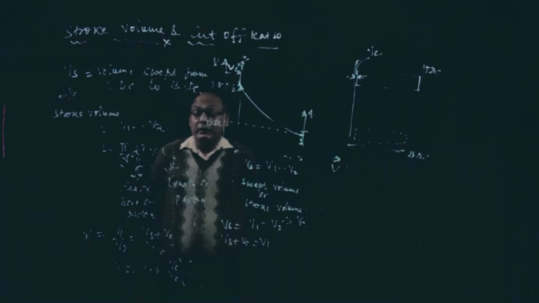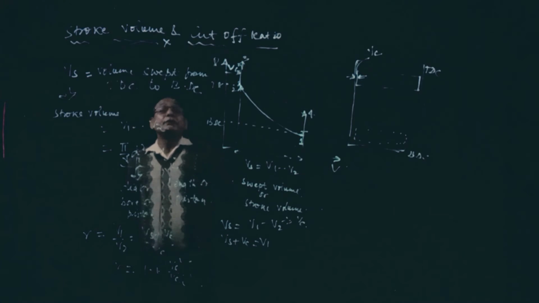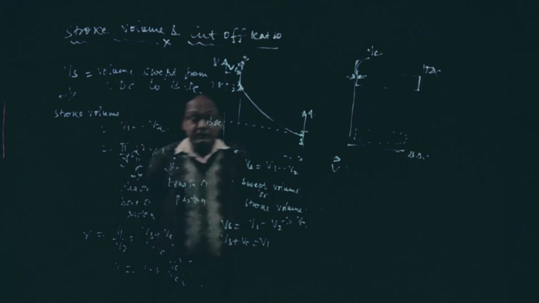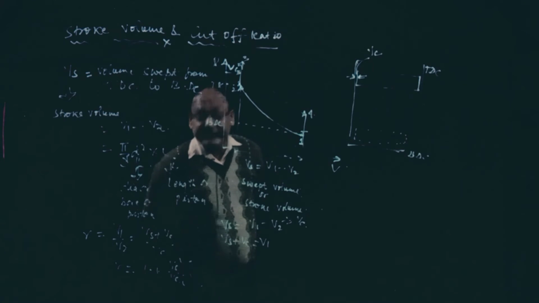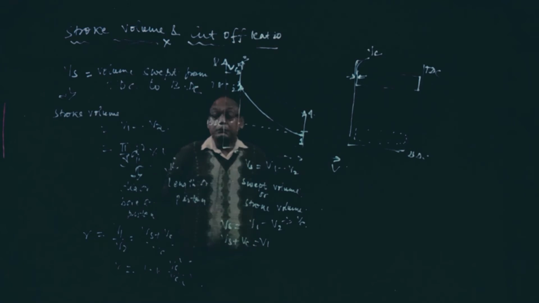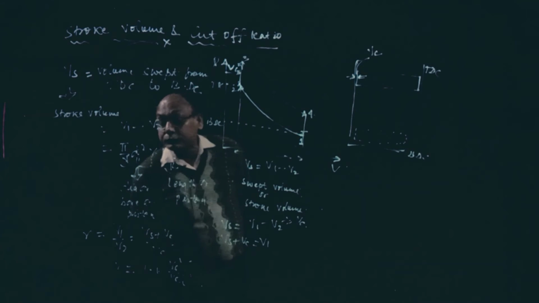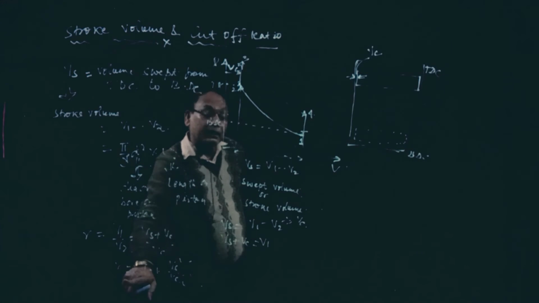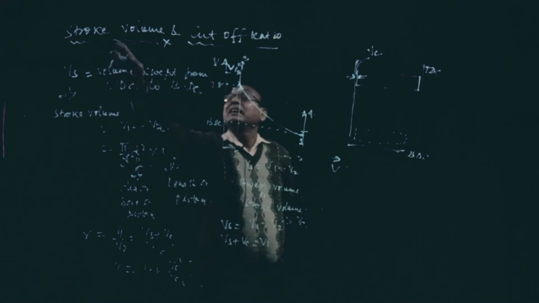Compression ratio directly they will not give you all the time. They will give us the clearance volume and stroke volume. If we know clearance volume and stroke volume, in that way also we can find out the compression ratio. This is the formula to find out the compression ratio. That's why the topic was stroke volume.